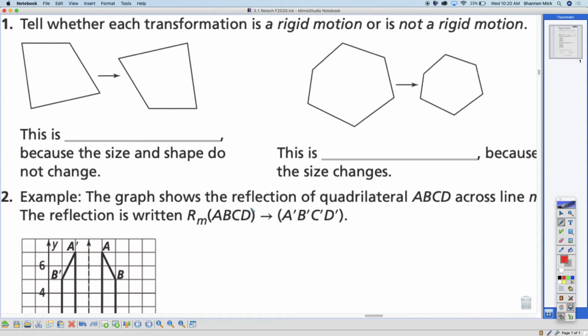Okay, number 1. Is this figure on the left a rigid transformation? Why is it? Yes. Okay. It is because the size and shape do not change. What kind of a transformation was this?